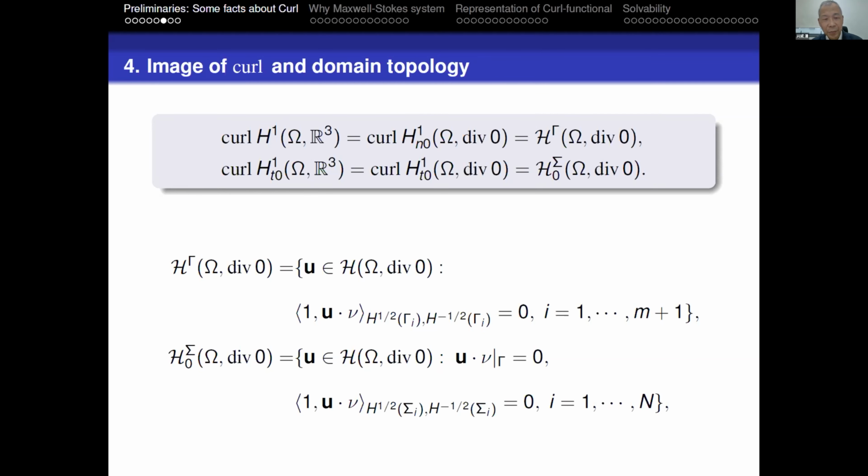And if we prescribe the boundary condition, say tangential component equals 0, then the image will be in the H sigma, which is the set of vector fields with divergence 0, but also the integral of the normal component on each cut, sigma I, must be 0.